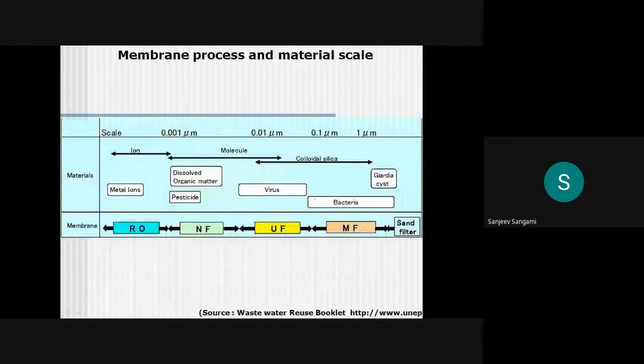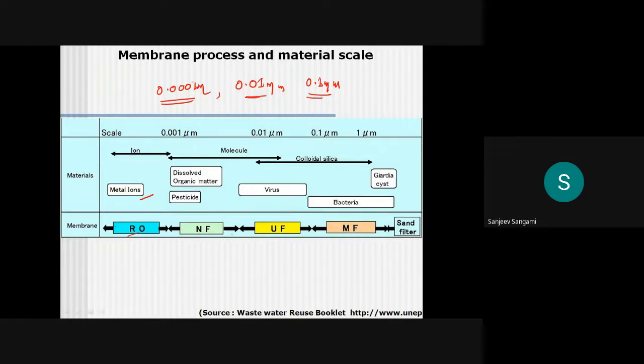Okay, see this diagram also, I already explained. If it is reverse osmosis, it is 0.001 micron. Nano and ultrafiltration, it is 0.01 micrometers. If it is colloidal, it is 0.1 micrometers. So these are the membranes: RO membrane, nanofiltration membrane, ultrafiltration membrane, microfiltration, and the sand filters. Okay, these are the different membranes based on their sizes.